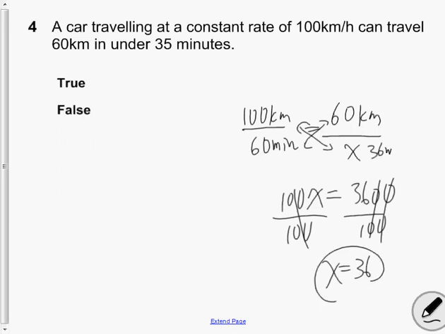So therefore, it would take 36 minutes to travel 60 kilometers, which is not under 35 minutes. It's over 35 minutes, so therefore, it is false. It takes 36 minutes to travel 60 kilometers.